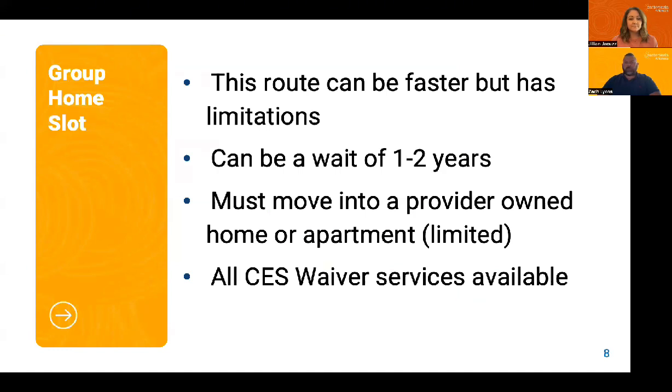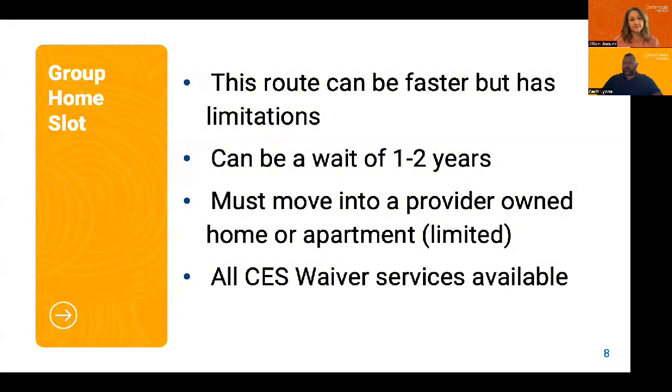But once you apply and you are found eligible for waiver services, there are basically two types of wait lists or slots that you can get in on. There's the group home waiver wait list, and then there's a standard waiver wait list. So what does that mean? What's a group home slot? The benefit of this wait list is that it's a shorter wait list.